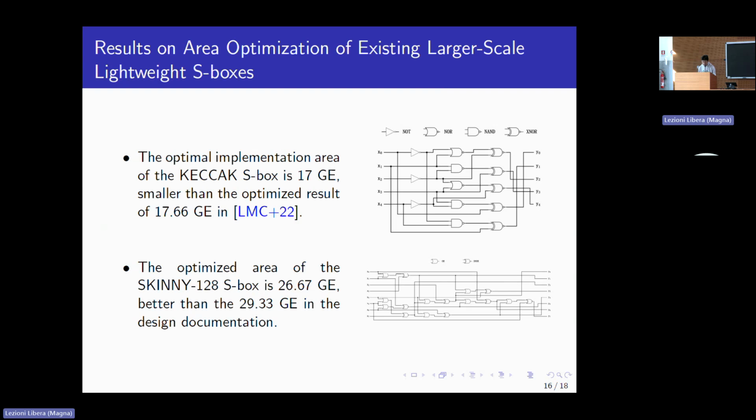Besides, our model can also be applied to optimize the area of larger scale existing Xboxes. For example, the optimized area of the Ketchup Xbox is reduced to 17 GE, which is smaller than the optimized result of 17.6 GE in the past. And for 8-bit Xboxes, we optimize the area of the Skinny-128 Xbox. The optimized area of the Skinny Xbox is 26.67 GE, better than the 29.33 GE in the design documentation.